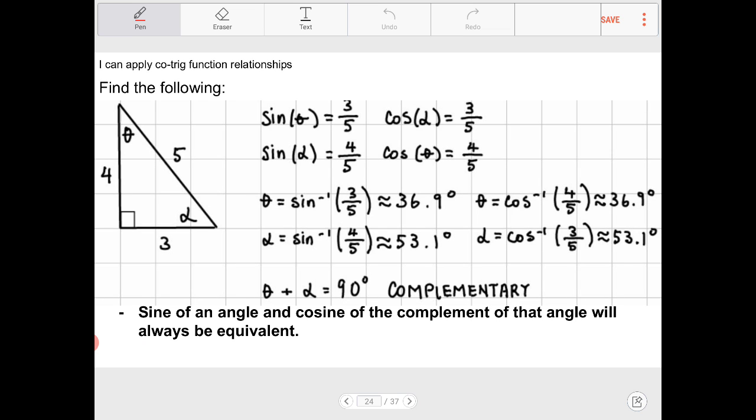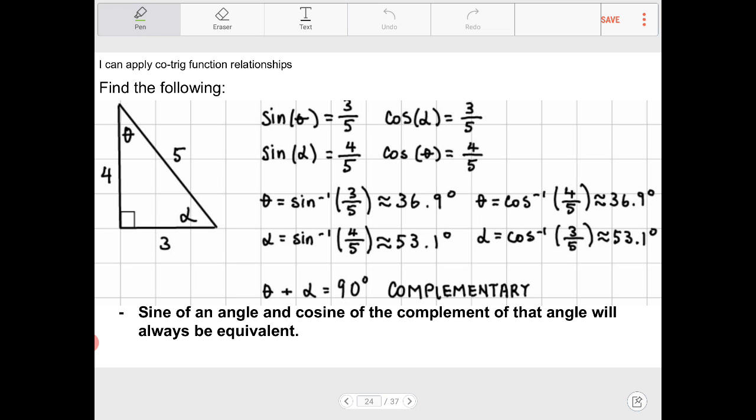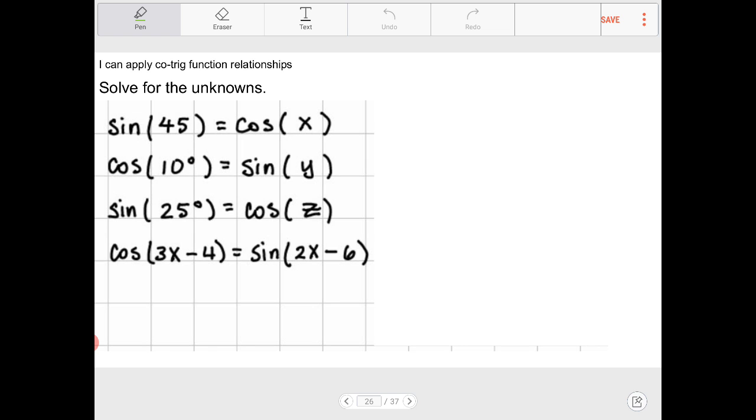So sine of an angle and cosine of the complement of that angle will always be equivalent. This is important. I encourage you to take extra note of this, because this is the concept that was displayed in the past couple of minutes. The two angles must always be complementary in order for this to be an identity.